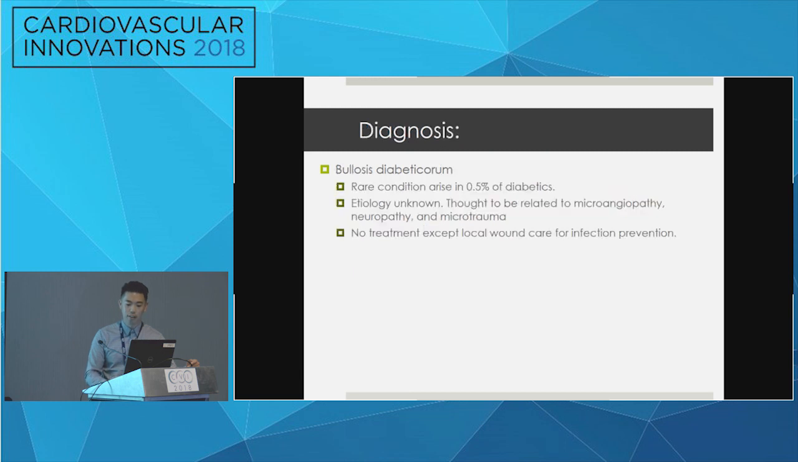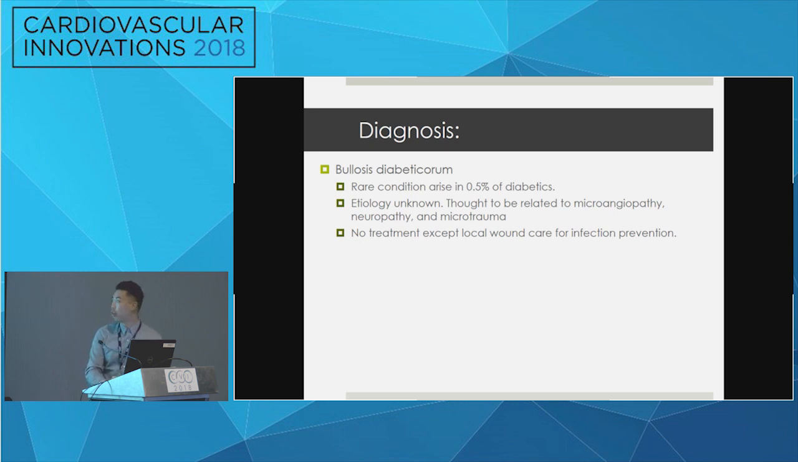So he had bullosis diabeticorum. It's a pretty rare condition that happens in about 0.5% of diabetics. It's believed to be underreported just because bullosis diabeticorum is a self-limiting condition, and for the most part, people just get it and it goes away, and they typically don't go to the doctors.